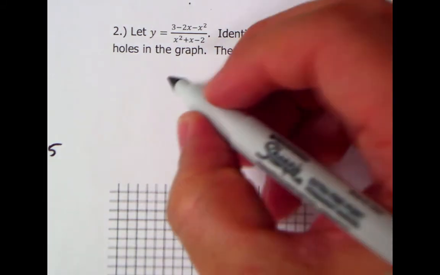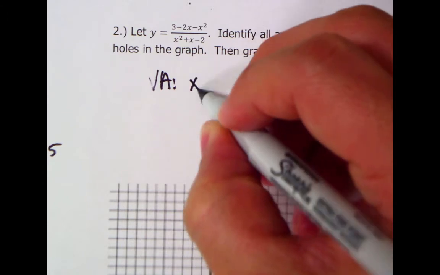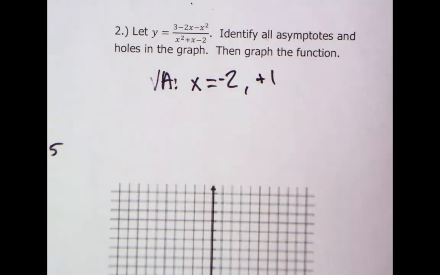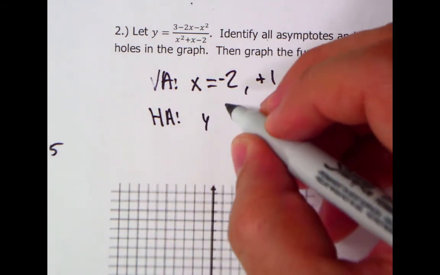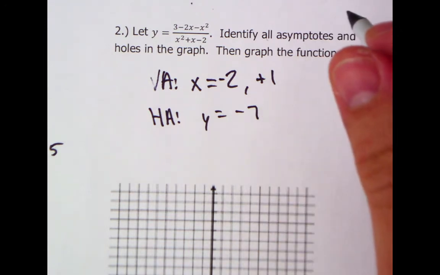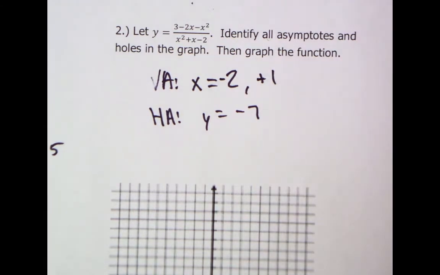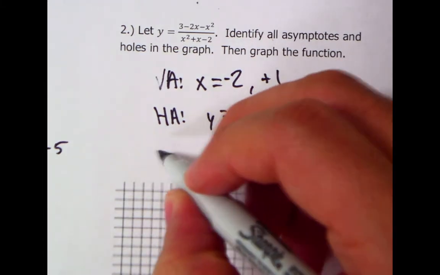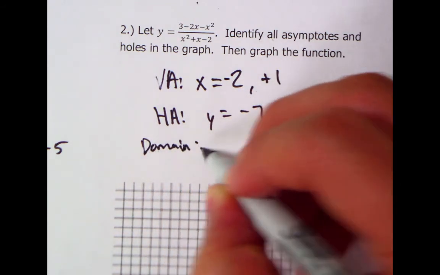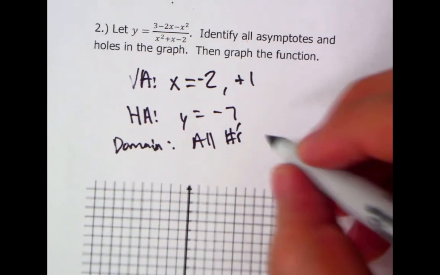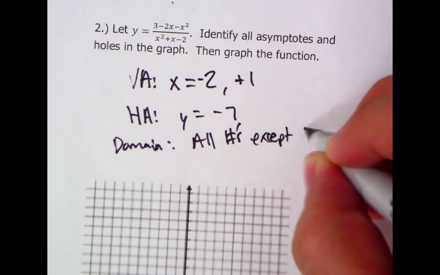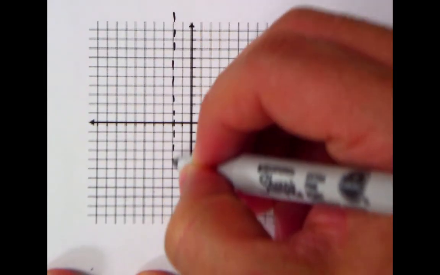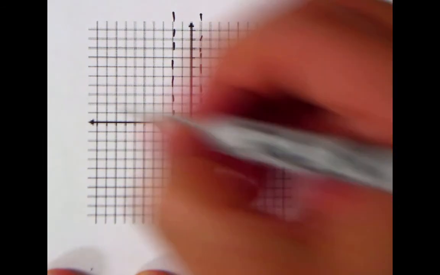Okay, so vertical asymptote. You should have vertical asymptotes at x equals 2 and -1. Sorry, -2 and +1. Horizontal asymptote should be at y equals -1. Okay, and then that makes your domain. So domain is all numbers except -2 and +1. On a graph, what this looks like is you have one at -2 and at +1. You have a horizontal asymptote at -1.